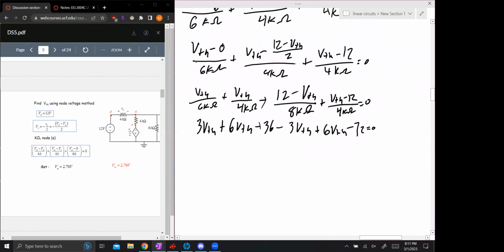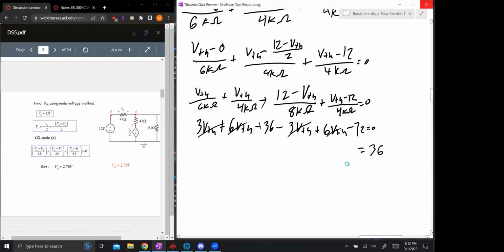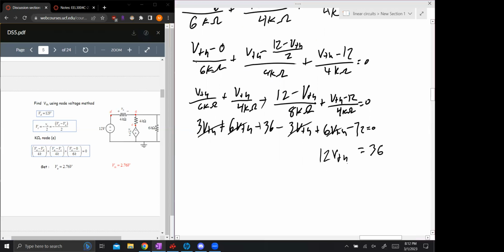God dang. All right, let's see. So 36 minus 72. So that makes this side 36 here. 3, 9, 6, 12. What? Wait, well, hold on. Oh yeah, I got it. 12 V Thevenin. It's a little too round. No, it's 13. 3, 9, 6. It should be 4 for the first one.